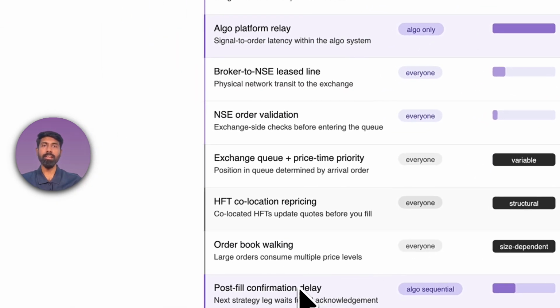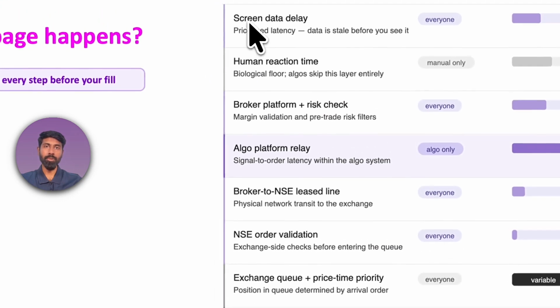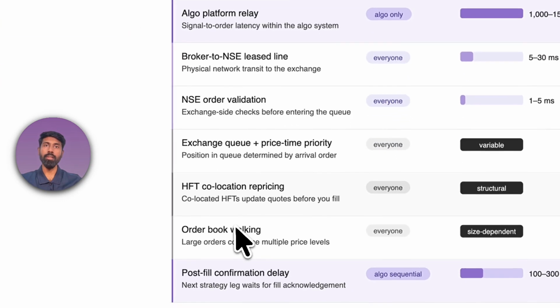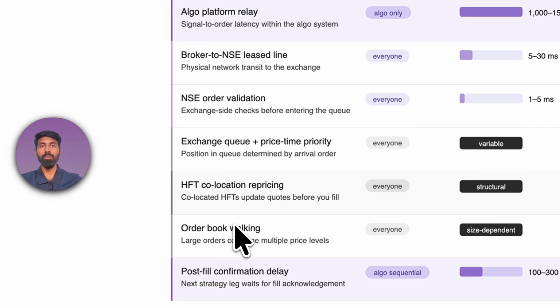Finally, there is confirmation delay. After the order is executed, the exchange sends confirmation back to the broker and the broker has to send it back to you. There is a delay there. Let's assume that based on the first order, you are going to trigger another order. Then your second order's execution will be based on how quickly you get the confirmation of the first order.